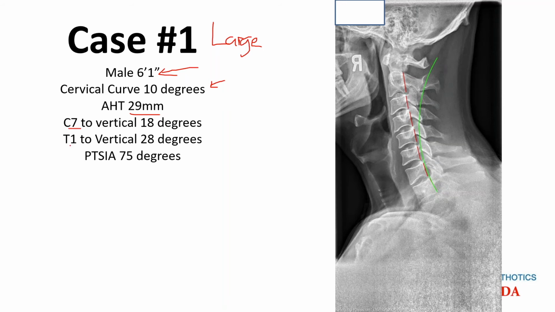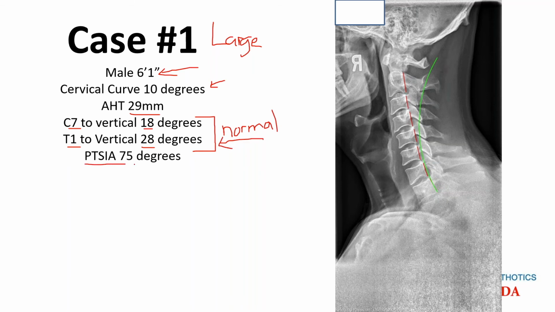So I go down. I want to check his C7 and T1 to vertical. I've got 18 degrees at C7, so just slightly reduced. And then T1, I've got 28, just slightly increased. So, average those two together, and more or less, I have a normal thoracic kyphosis here, okay? That's a good sign. He's got a normal thoracic kyphosis, because remember I told you, you can't have a normal curve without having a normal thoracic kyphosis. Well, we're starting with normal, check, that's great.